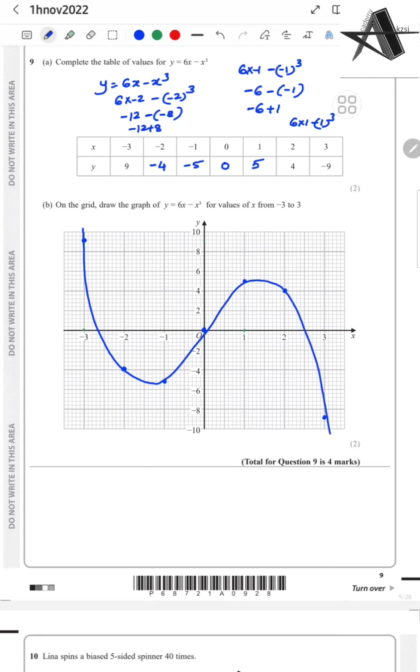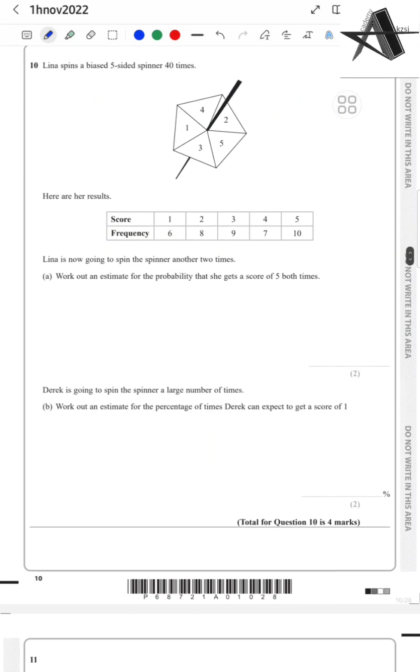So this will be your final curve. It's going upwards, going downwards. That's your final curve. Lena spins a biased 5-sided spinner 40 times.